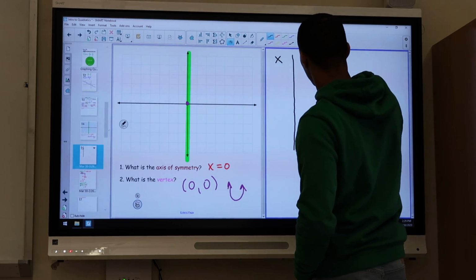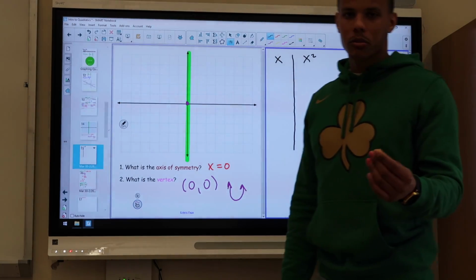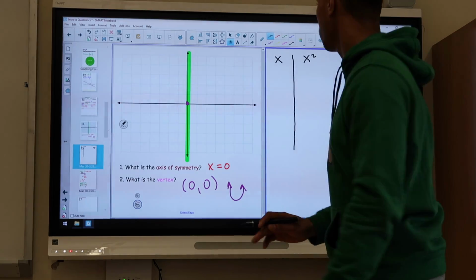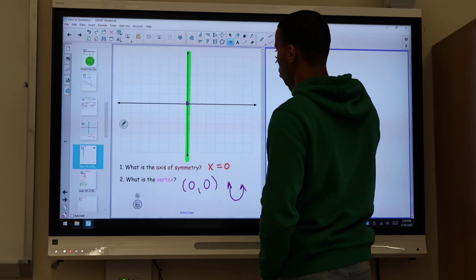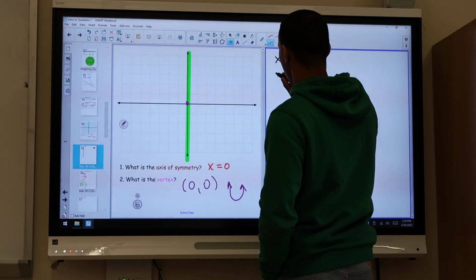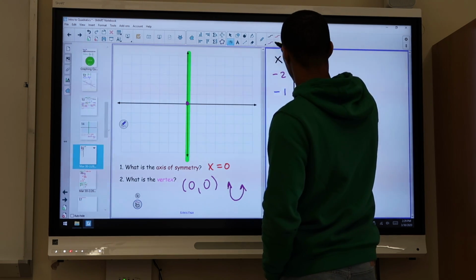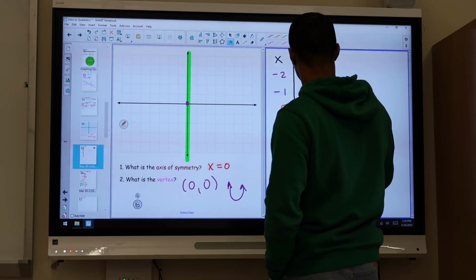And I'm going to do x squared, okay. So now, one thing that you want to remember, your axis of symmetry, you always want to put it in the middle of your table. So let's see, I'm just going to do a couple points. So I'm going to do -2, -1, and then 0, 0.